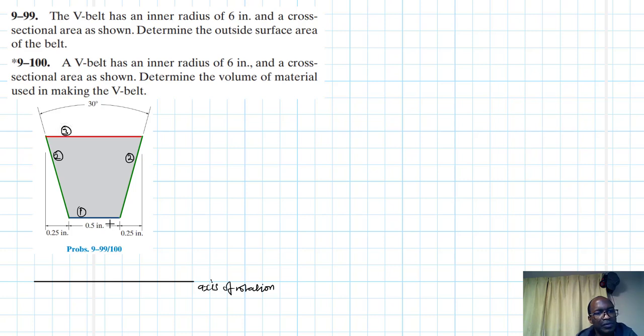All right, great. So now let's define our distances from the axis of rotation. We are told the inner radius has 6 inches radius. Okay, 6 inches.